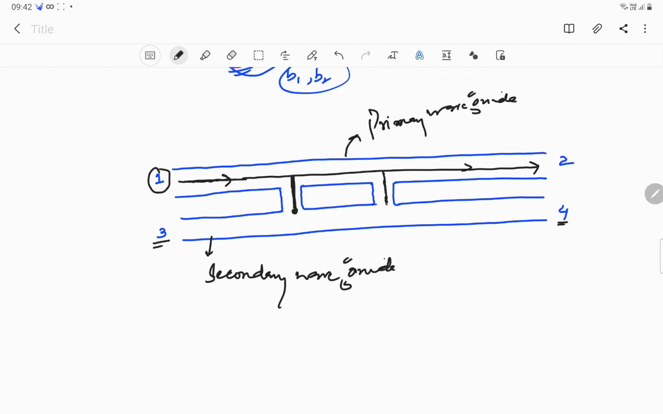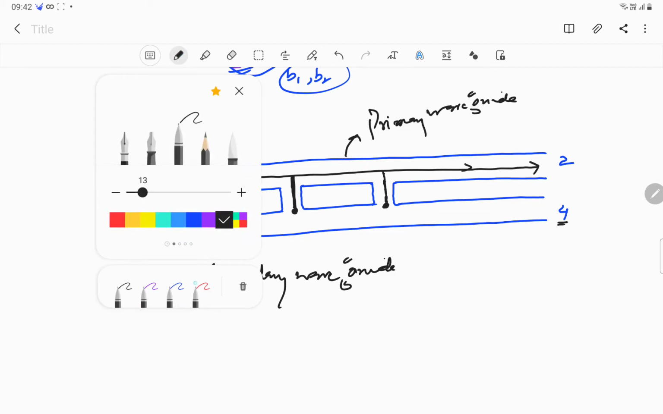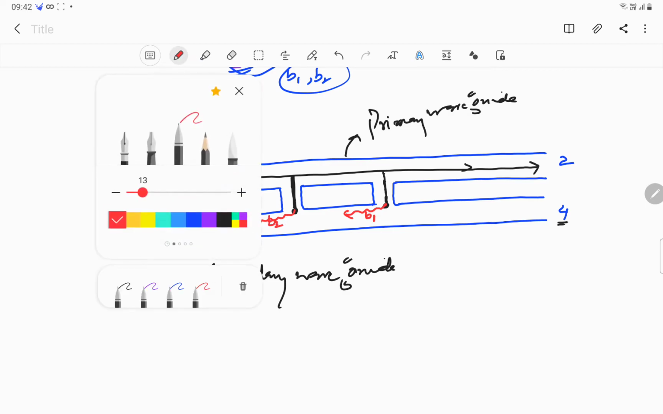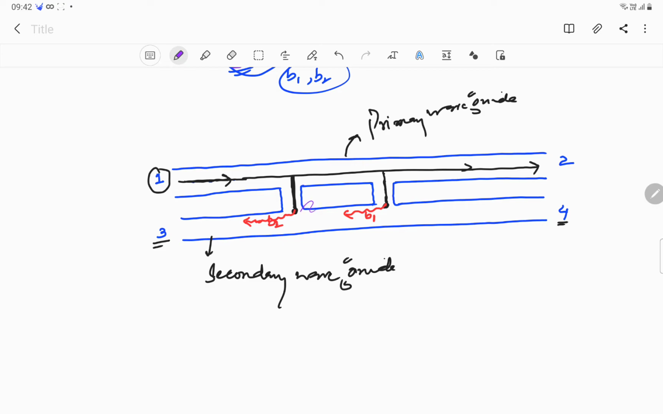So at these points, there is a possibility that the wave will again split in forward and backward directions. Let me use a red marker for the backward wave. This is the backward wave, B1. Again, there is a possibility that it can split. Some part of the energy will move backwards towards port 3. So this is B2. And again, some part of this energy moves in the forward direction. This is F1, this is F2.